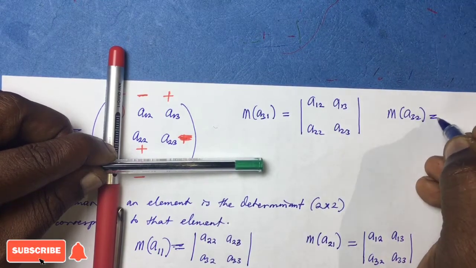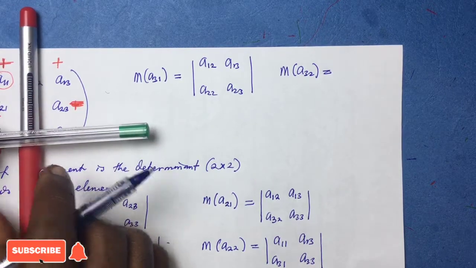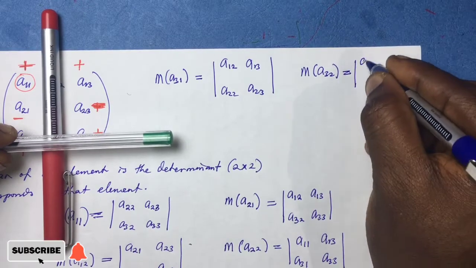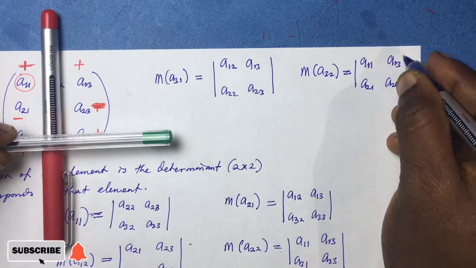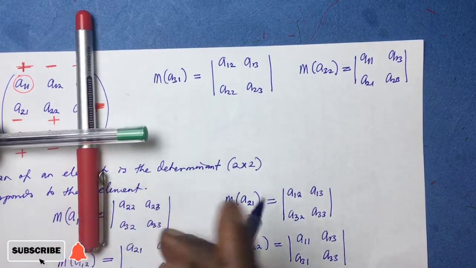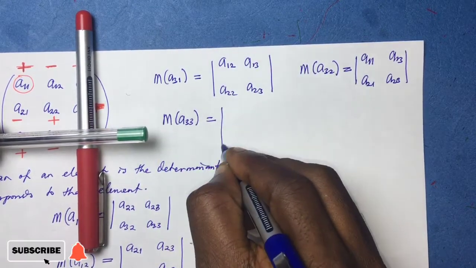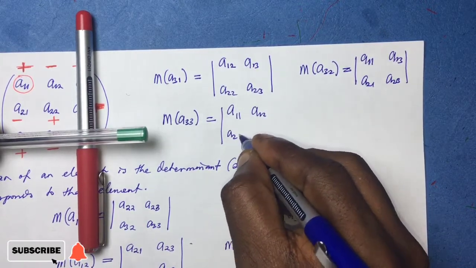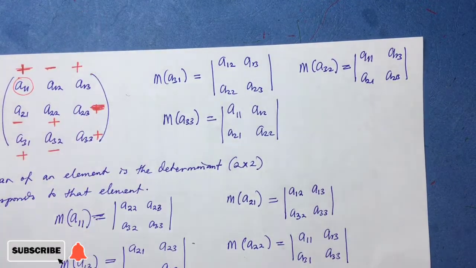MA32 will be, so if you cross out MA32, you end up having this. Okay? So this will be A11, A13, A21, A23. Then finally, if you cross out the last one, that is MA33 is what you want to get, the minor, that will be this: A11, A12, A21, A22. Okay? So these are what we call the minor of each element.